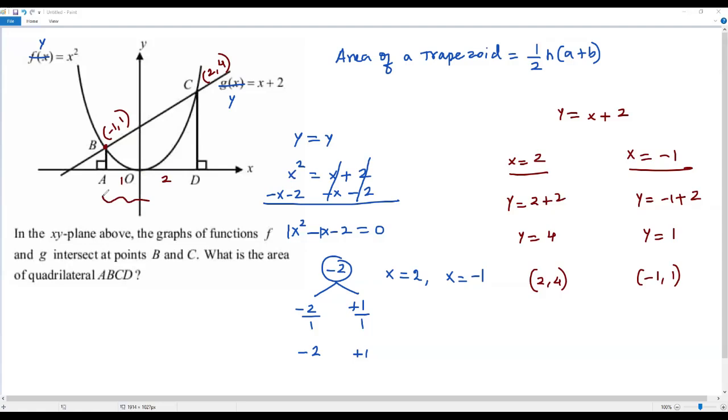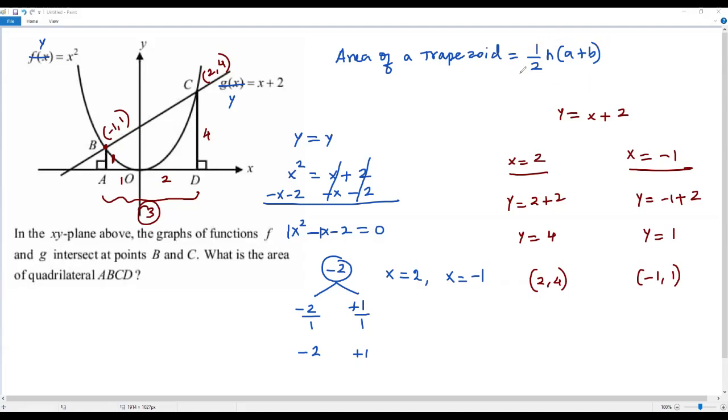So if I want to get the total length of AD, that is the height of the trapezoid, 1 plus 2 is equal to 3. Okay, now we have the height of the trapezoid. Now let's get the lengths of the two parallel sides AB and CD. To get the length of AB, we consider the y coordinate over here, that is 1. So the length of AB is 1. And to get the length of CD, we consider the y coordinate over here, that is 4. Now we have the lengths of the two parallel sides, 1 and 4, and also the height of the trapezoid, that is 3.